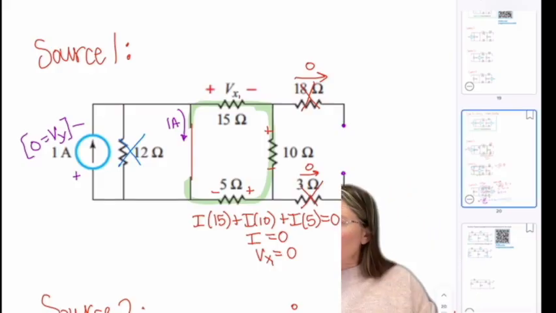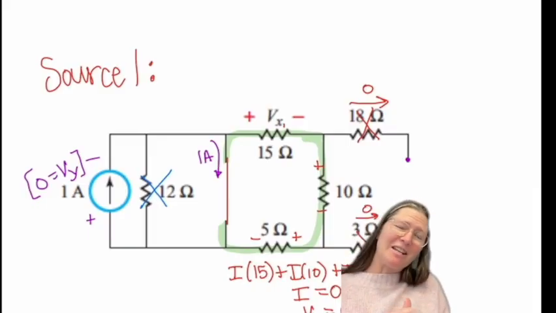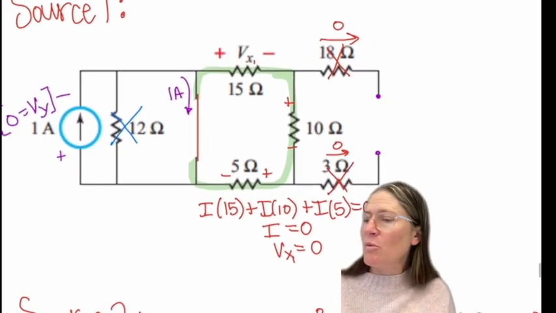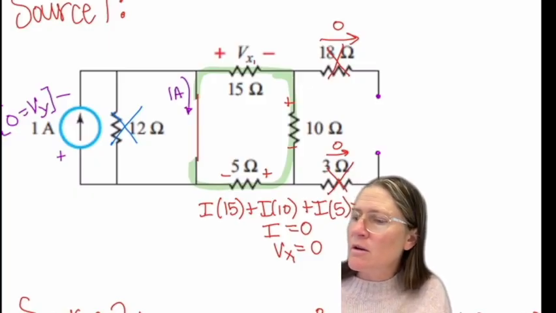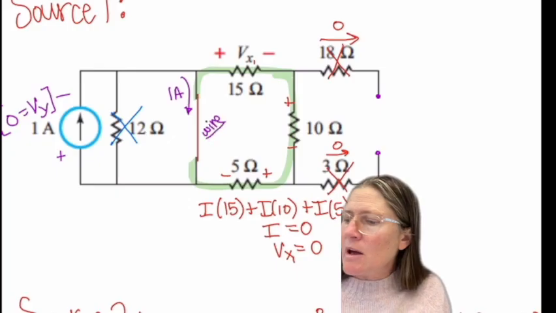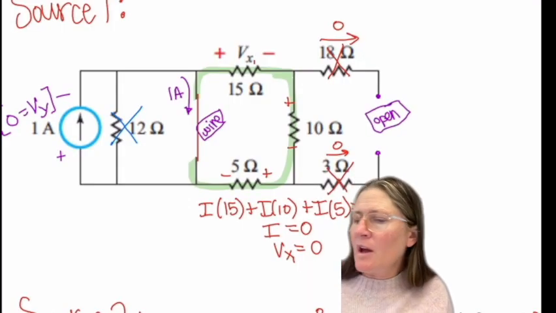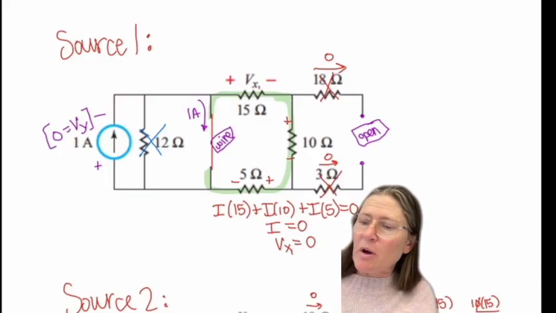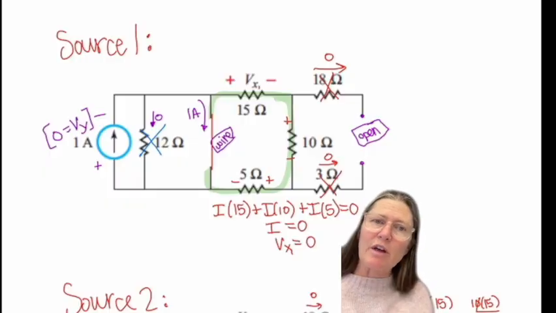Okay, so solutions for the first one, if the first one that I considered was the 1 amp, so the other two, so this becomes a wire. And this one becomes an open. And so with the wire, the 12 ohms has 0 volts across it, so there's no current there, so you ignore that one.